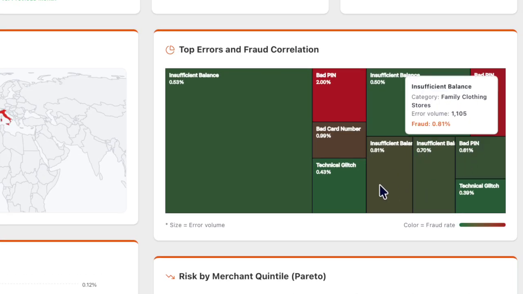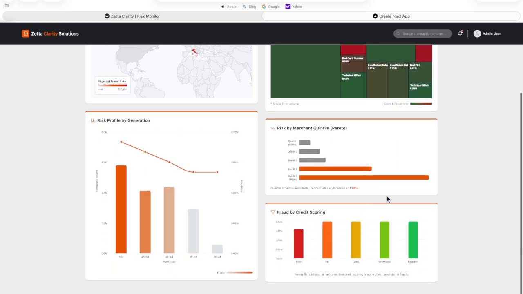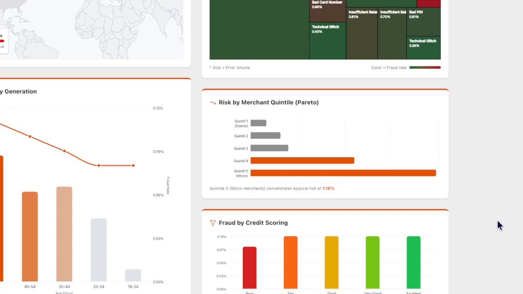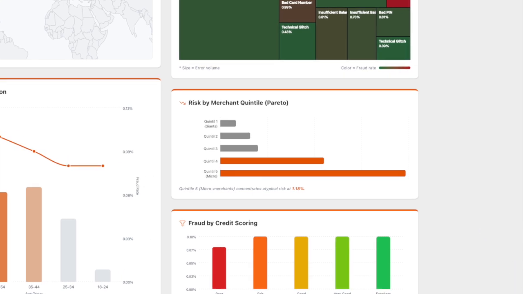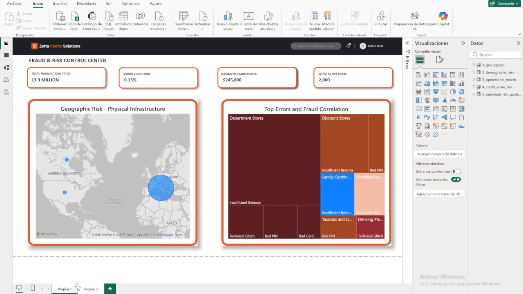Then, our quintiles and credit score. We have here the strategic validations. First, the Pareto analysis confirms that our long tail of micro merchants, the bottom 20%, is actually 12 times riskier than our giant retailers. And below that, the credit score hypothesis.